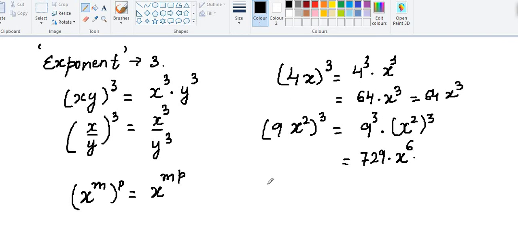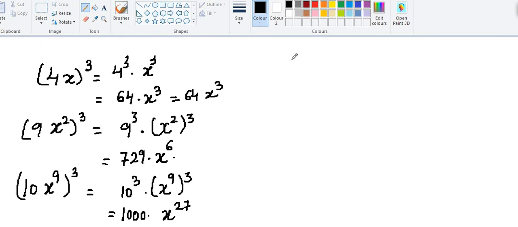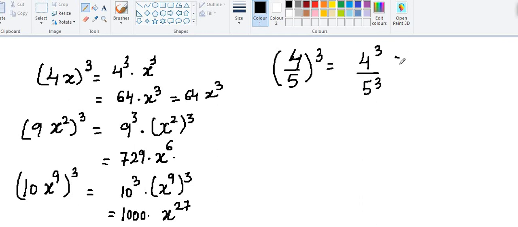So what if I ask you what is 10x to the power 9 whole raised to power 3? So it will be 10 raised to power 3 into x raised to power 9 whole raised to power 3, which is 1000 into x raised to power 27. If I give you a question like this, what will be 4 by 5 whole cube? So it will be 4 cube upon 5 cube. So it will be 64 upon 125.